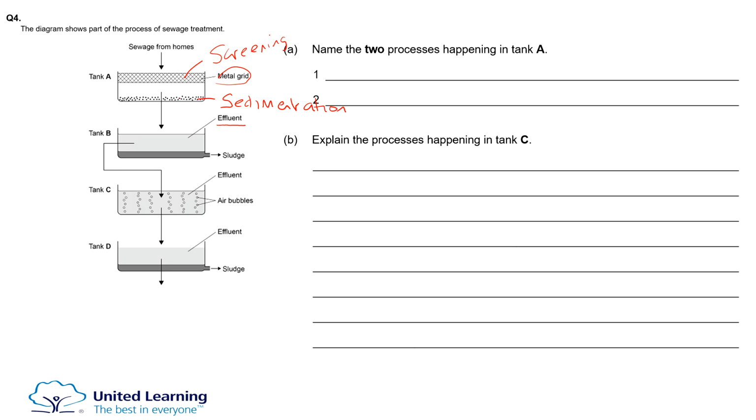As we go further down the diagram, we can see in tank C there are air bubbles. And so that must mean that is where the aerobic digestion takes place. Don't forget, aerobic, A-E-R-O-B-I-C.